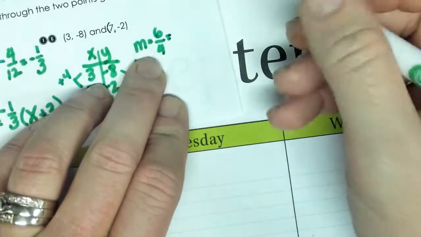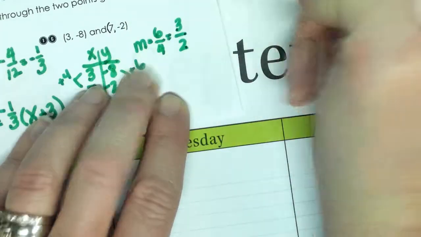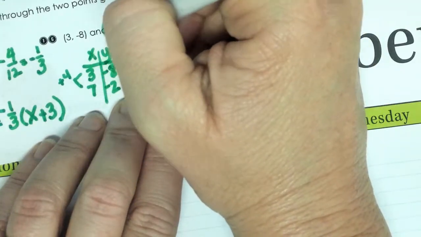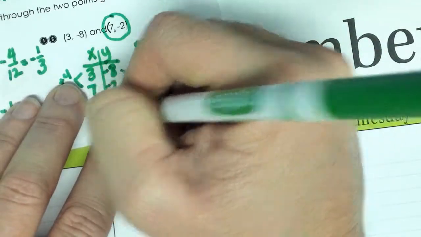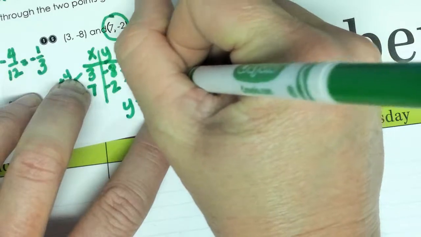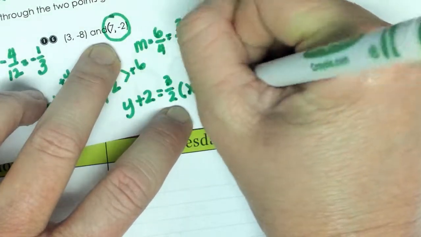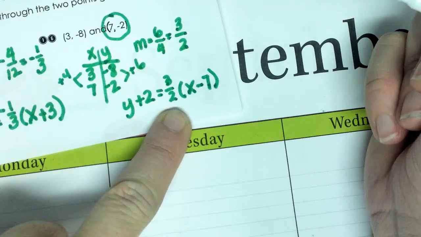And I know that both of these numbers are divisible by 2, so I'm going to reduce this to 3 over 2. And then I'm just going to use this point right here. So then I would have y plus 2, since y is negative, equals my slope, 3 over 2 times x minus 7, which is my x value. And that's it.